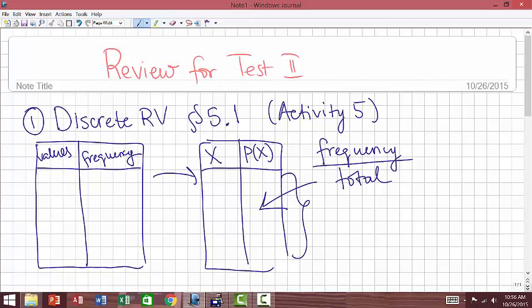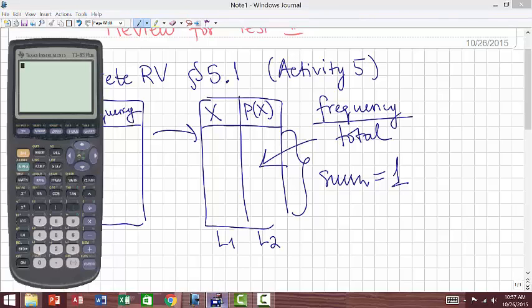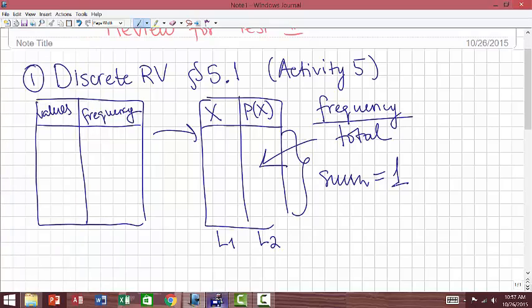Remember, the sum of all probabilities should be equal to 1. That's how we know that this is a probability distribution. Once you do this, I would put my x values in L1 and the probabilities in L2 in your calculator. Go to stat, edit, and plug in your x values here and your probabilities here, and then you will be able to compute the mean and standard deviation.